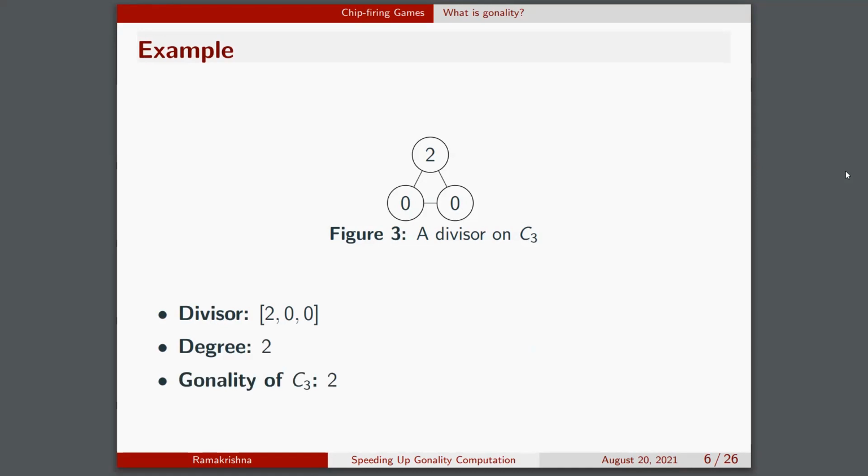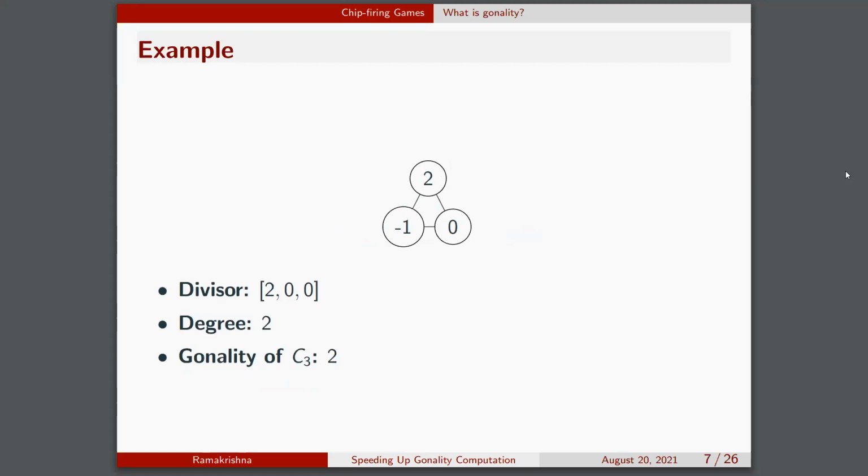So we need to show 2 things in order to prove that the gonality of our graph is equal to a certain number. First, we need to show, in this case, that there exists a divisor of degree 2 that can eliminate debt no matter where debt is placed on the graph. And then we need to show that there does not exist a divisor of degree 1 that can eliminate debt no matter where debt is placed. So in order to show our gonality of this graph is 2, let's begin with the first step.